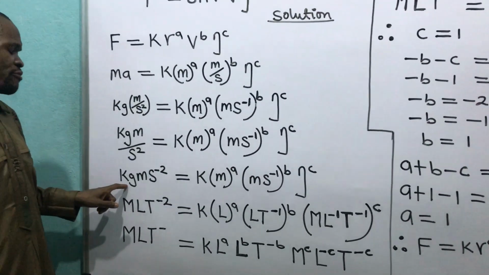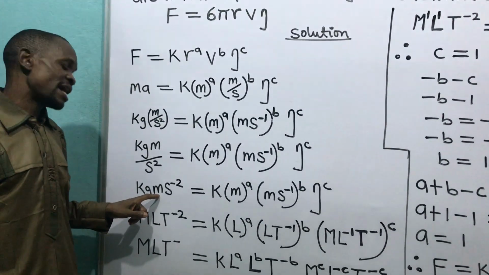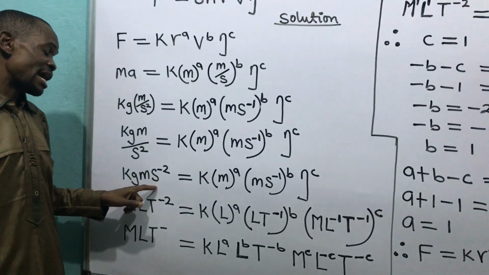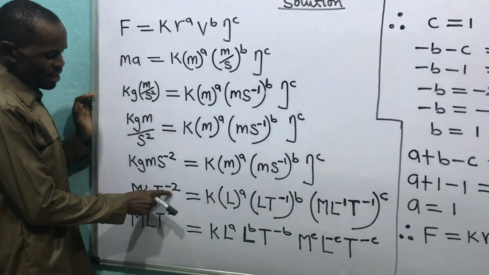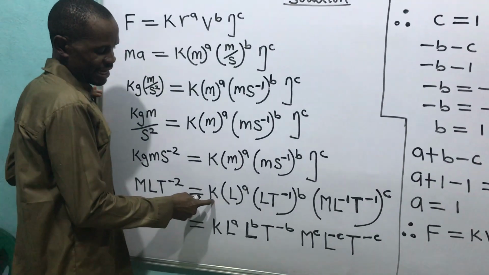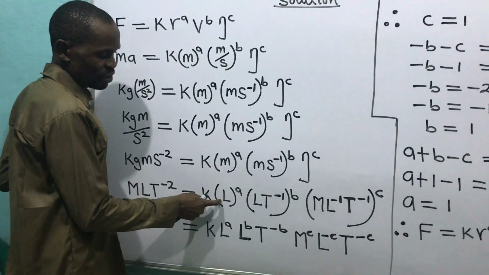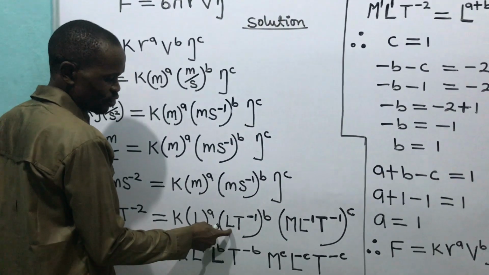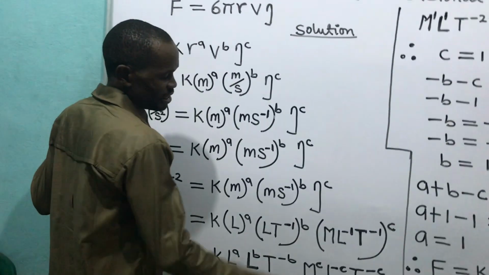Then the dimension of kilogram is capital M. Dimension of meter is capital L. Dimension of seconds is capital T, all raised to power minus 2. K, the constant, remains constant. Dimension of meter is capital L. Dimension of meter per second is capital L T raised to power minus 1, all raised to power B.